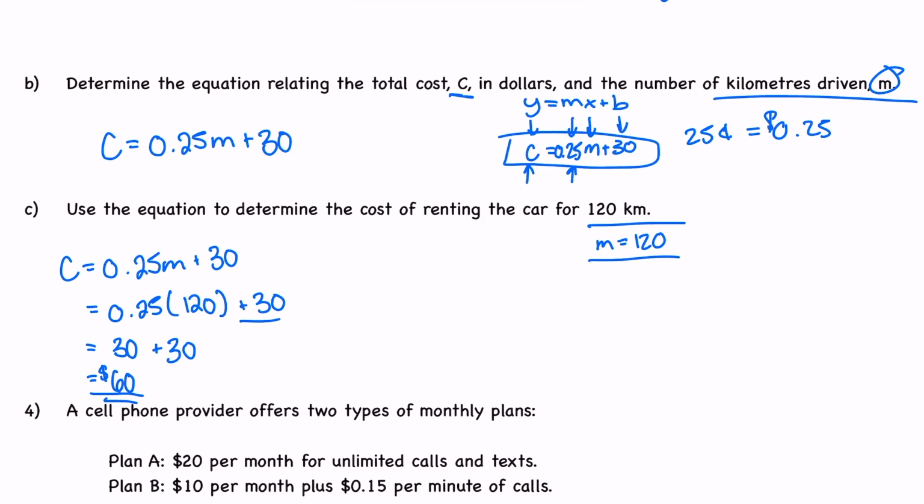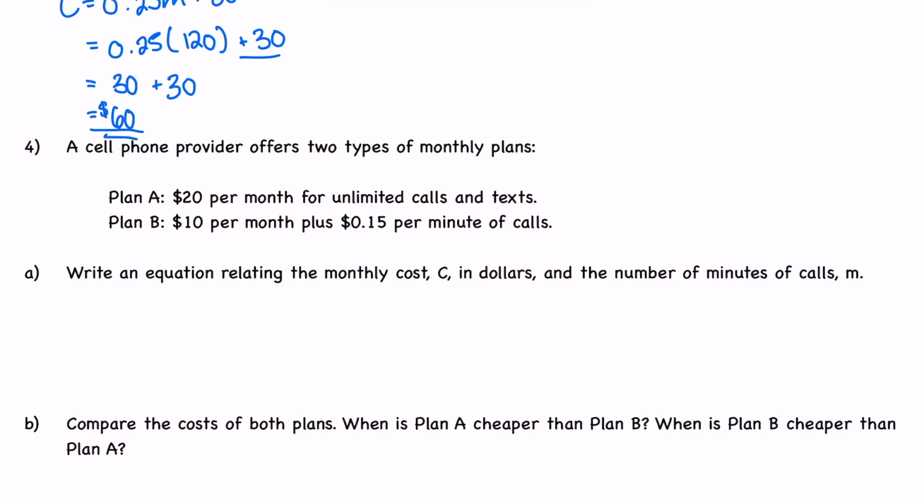Now let's move on to question 4. Question 4 says a cell phone provider offers 2 types of monthly plans. Plan A is $20 per month for unlimited calls and texts, and Plan B is $10 per month plus 15 cents per minute of calls. Part A says to write an equation relating the monthly cost C in dollars and the number of minutes of calls M. So first let's look at Plan A.